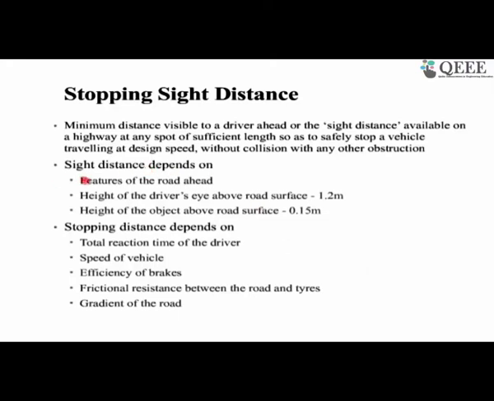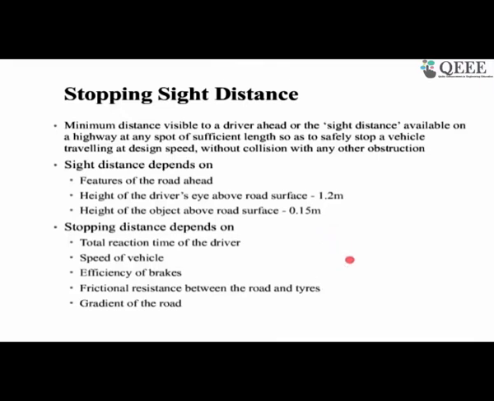And this sight distance depends on the feature of the road ahead. What are the features? I'll come to that. Height of the eye, which, as I told you, is 1.2 meter we consider. If your height is more, definitely you are in a better shape, but at least it should be 1.2 meter high, so that vehicles are designed and looked into this factor. The height of the object, as I told you, 0.15 meter. So if the height is less than that, basically the vehicle can go over it without any issue.